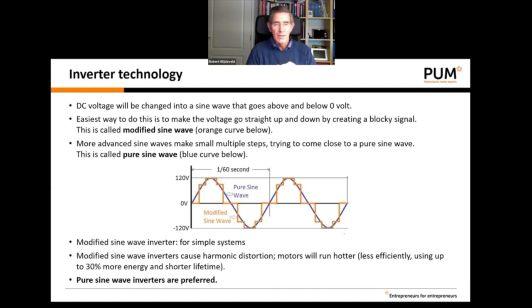So the modified sine wave inverter is just for simple systems. It's also cheaper, but it also causes a lot of harmonic distortion. You can hear that as a noise. The motors will run hotter. They're less efficient. They're using up more energy. So pure sine wave inverters are preferred.